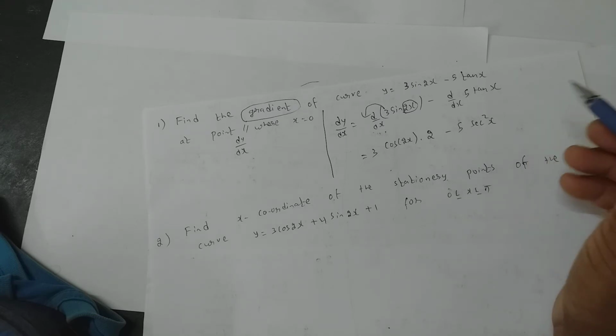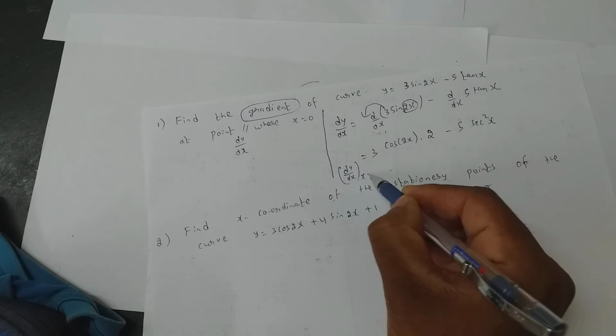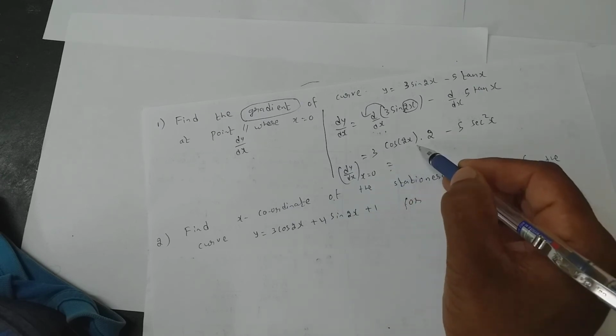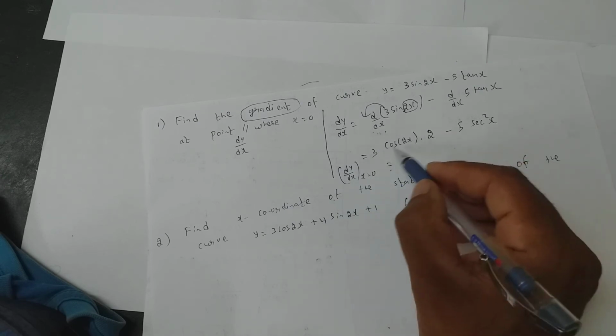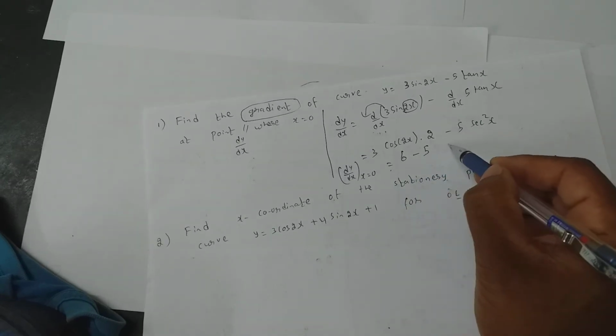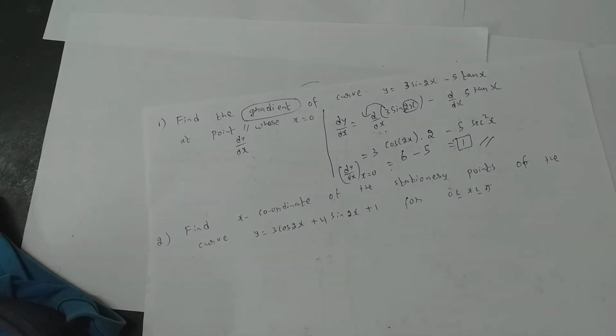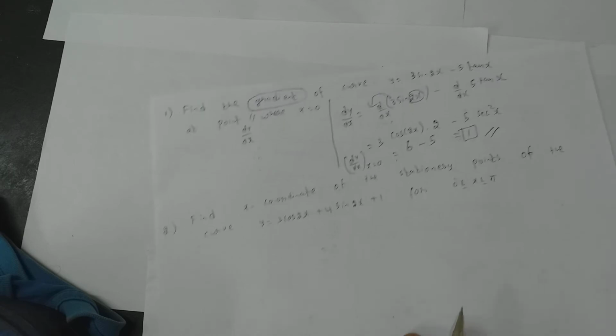Yeah, now what I want you to do is, they want dy by dx when x is 0. So place x equal to 0. Cos 0 is 1. So 3 into 2 is 6 minus secant 0 is 1. So 6 minus 5 which is 1. So 1 is the gradient. Am I clear, students? Isn't it easy? Okay, now the next one.